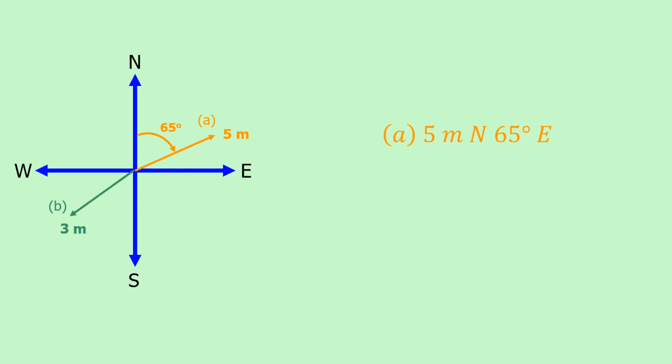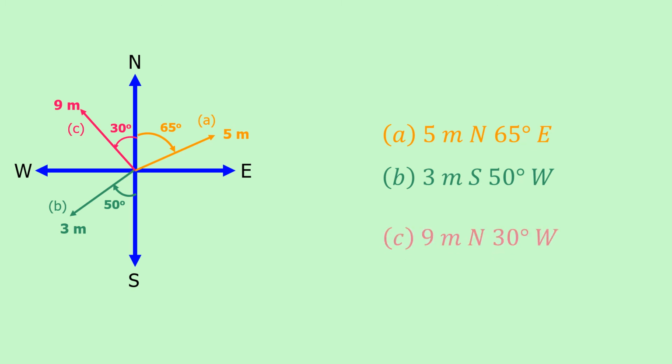Here is the example of poles. Given a vector of magnitude 5 meter, the direction is said to be north, 65 degrees to east. Another vector, with 3 meter in magnitude, the direction is written as south, 50 degrees to west. And the last example is a vector with 9 meter magnitude. Here, the direction is written as north, 30 degrees to west.